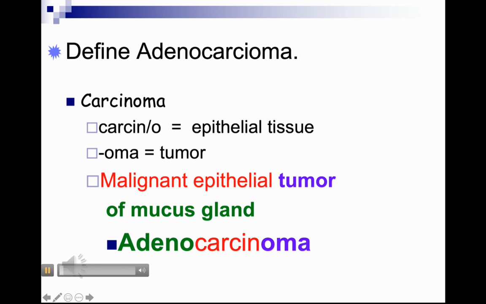What does it mean to be an adenocarcinoma? Carcino is epithelial and oma means tumor. Adeno is glandular. So an adenocarcinoma is a malignant epithelial tumor of the mucous glands. Adenocarcinoma. And again, many malignancies are adenocarcinomas. When you read the pathology report, you will see that it is a malignancy. It is an adenocarcinoma.